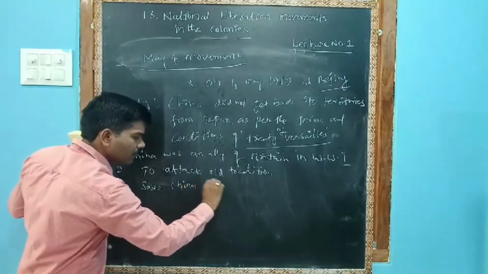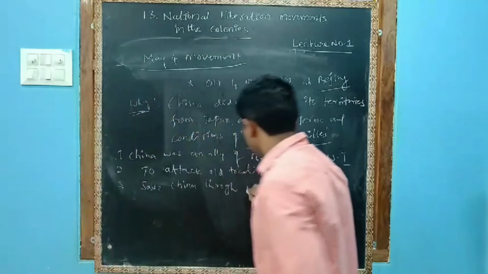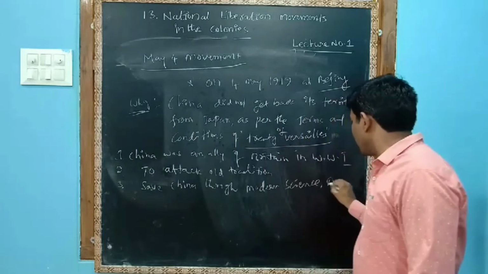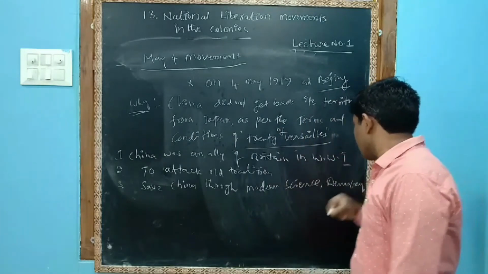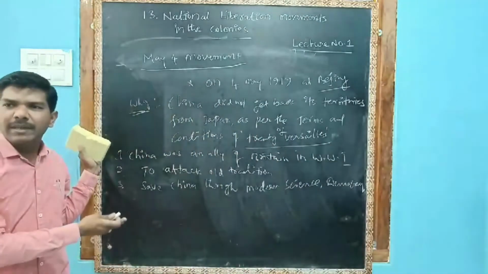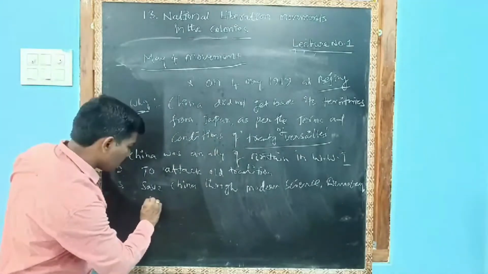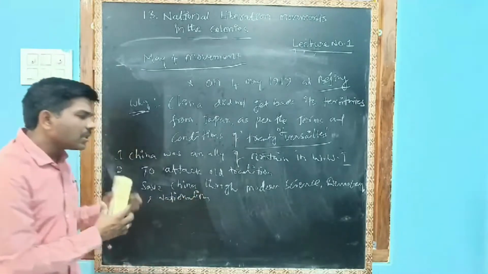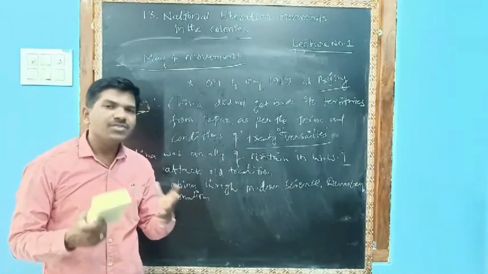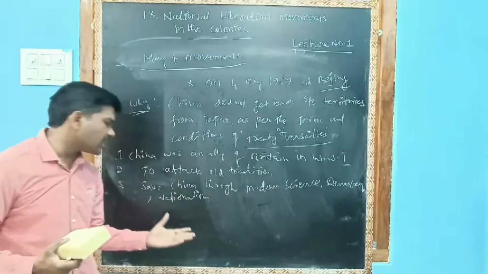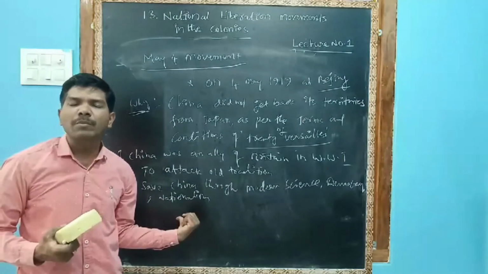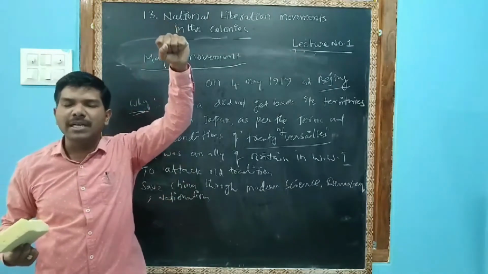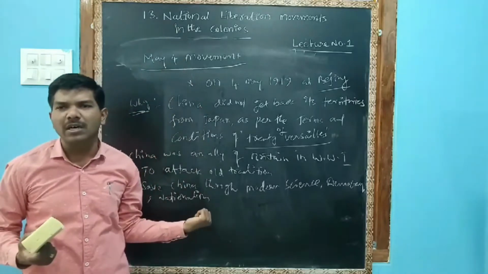Save China through modern science, democracy, and nationalism. So they wanted to bring changes through modern science, democracy, and nationalism. Save China through modern science, democracy, and nationalism. They are giving complete slogans on the roads of Beijing.